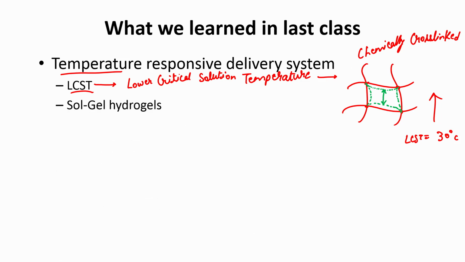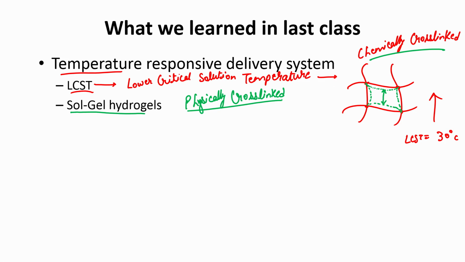A very similar variation of this is sol gel hydrogels, which, instead of being chemically cross linked, are physically cross linked. That means that now these chains can move around. But then if they are becoming hydrophobic they may not actually form any kind of gel.